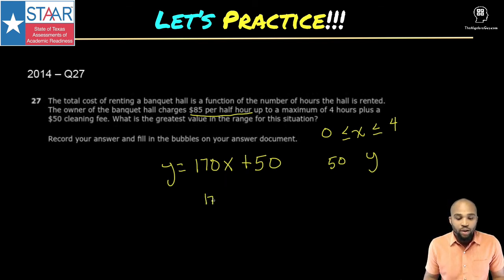All right, so as much as 4 hours. So if I put a 4 out here, it'd be 170 times 4 plus 50, and that's going to give me my range. So what's the greatest value? That's what I really want to know. What's this greatest value? So now I have to work this out.